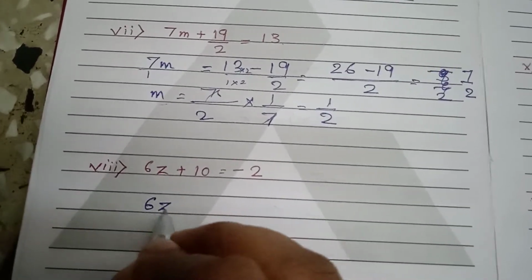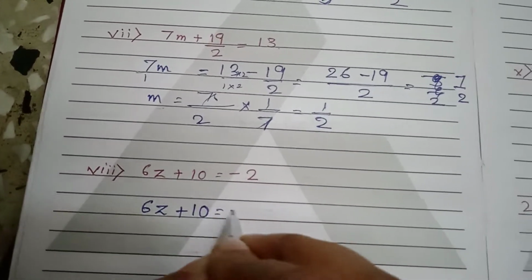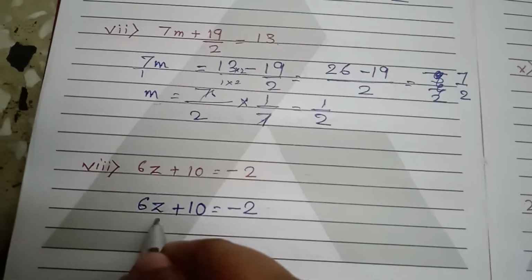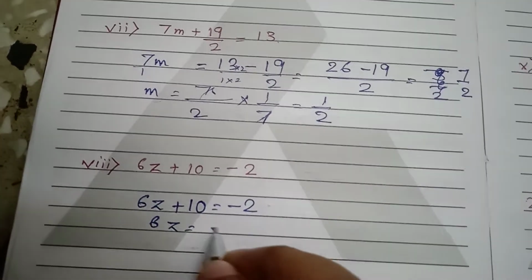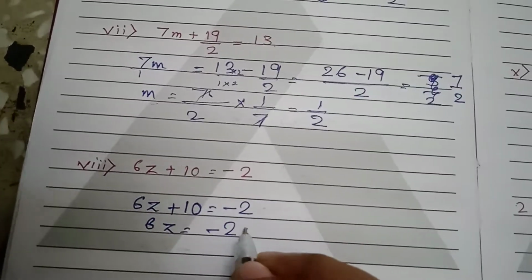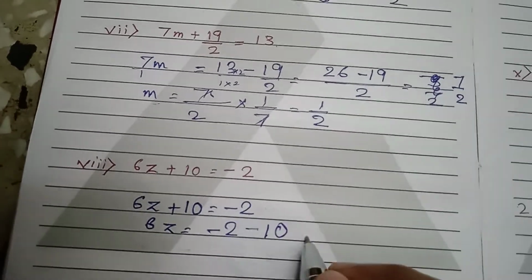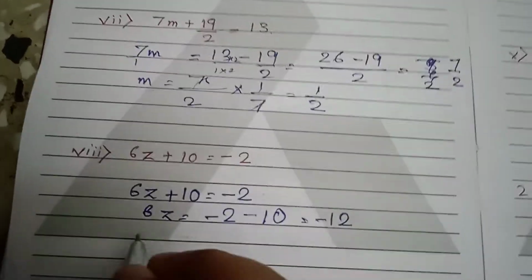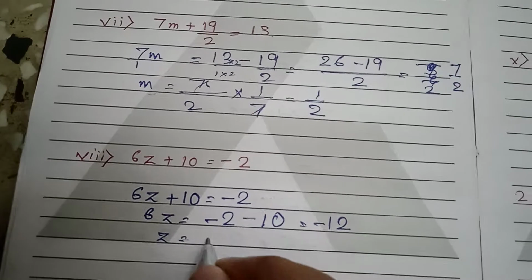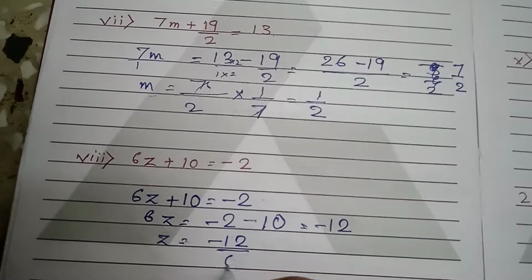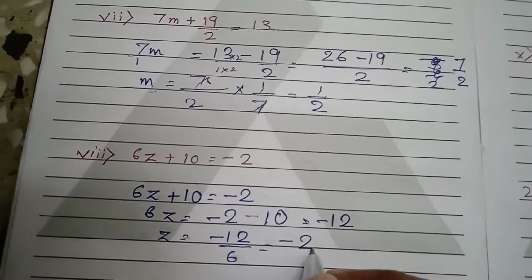6z plus 10 is equal to minus 2. So 6z will be equal to minus 2. Plus 10 goes to the other side, minus 10, which is equal to minus 12. So z is equal to minus 12 by 6, which is equal to minus 2.